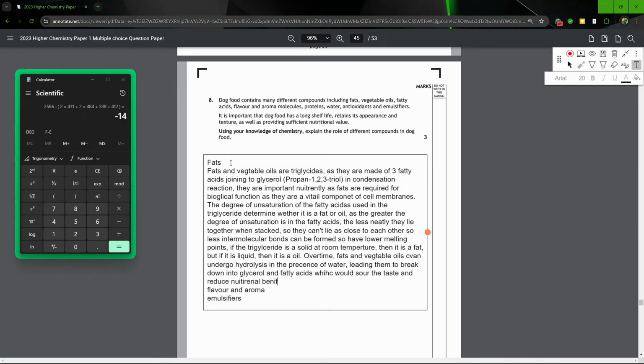Right, I think that's probably enough talking about fats and vegetable oils, so let's go to flavor and aroma molecules. The main thing to talk about here is that esters and terpenes are usually used as flavor and aroma molecules. So flavor and aroma molecules are either esters or terpenes.